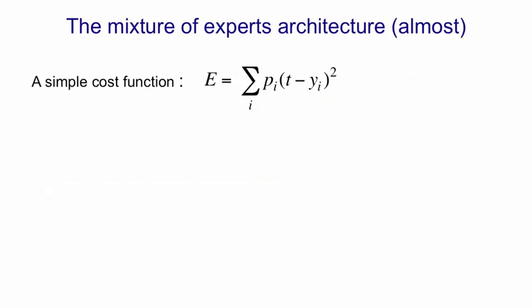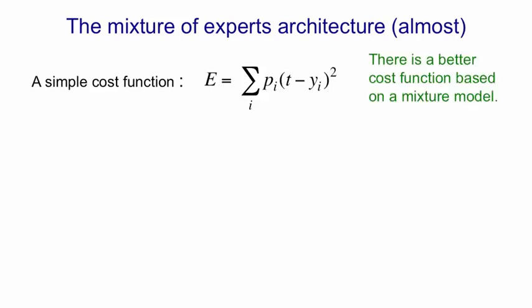So here's a picture of the mixture of experts architecture. Our cost function is the squared difference between the output of each expert and the target, averaged over all the experts, but with the weights in that average determined by the manager. There's actually a better cost function we'll come to later based on a mixture model, but this was the cost function I first thought of, and I think it's easier to explain the intuition with this cost function.